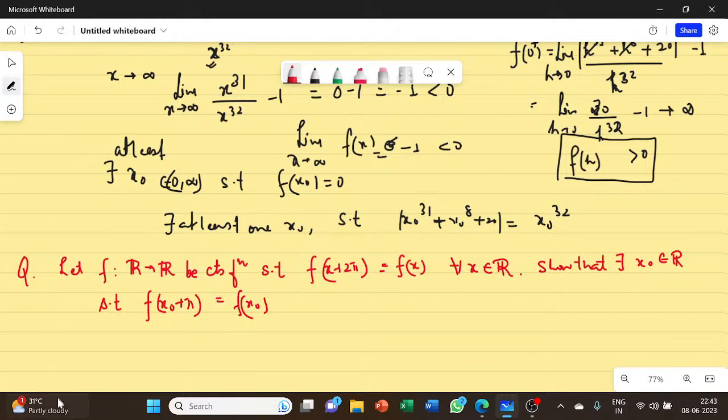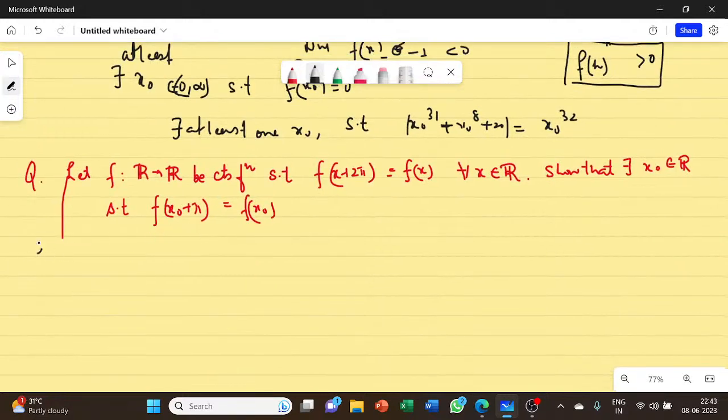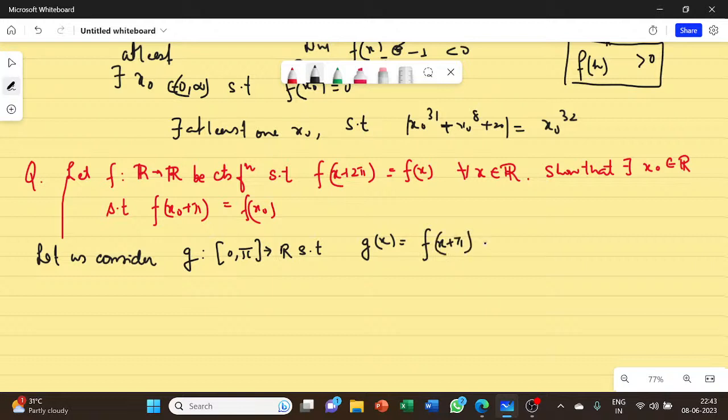Okay, so don't worry, I'll do it for you. According to the question, always remember what is asked in the question. So let us consider a function g defined from 0 comma pi to R such that g of x is equal to f of x plus pi minus f of x. This is what I have taken as a function. f of x is continuous, so f of x plus pi would be continuous, so g of x would be continuous because the sum and difference of two continuous functions is always a continuous function. So I don't think it needs an explanation.